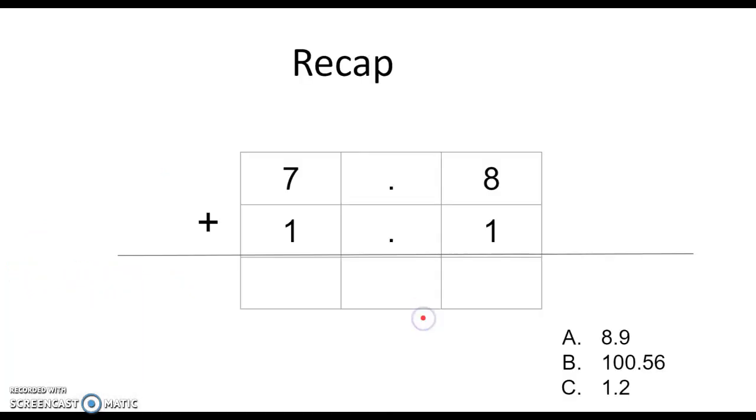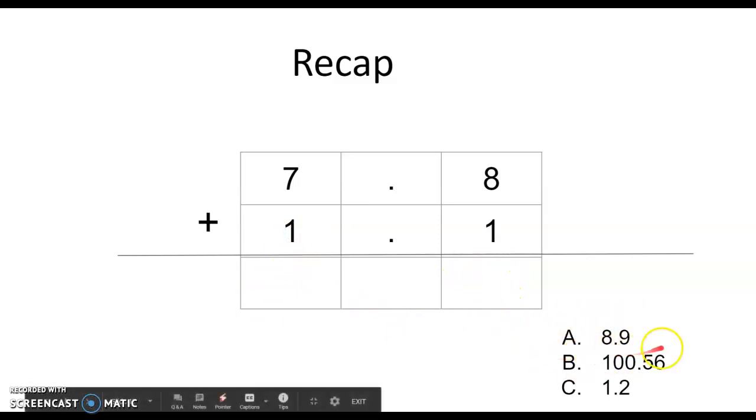And as another recap, we had 7.8 plus 1.1. So you would do 8 plus 1, which would be 9. You would bring the decimal down, and then you would do 7 plus 1, which would be 8. So we ended with 8.9. So number A would be the right answer.